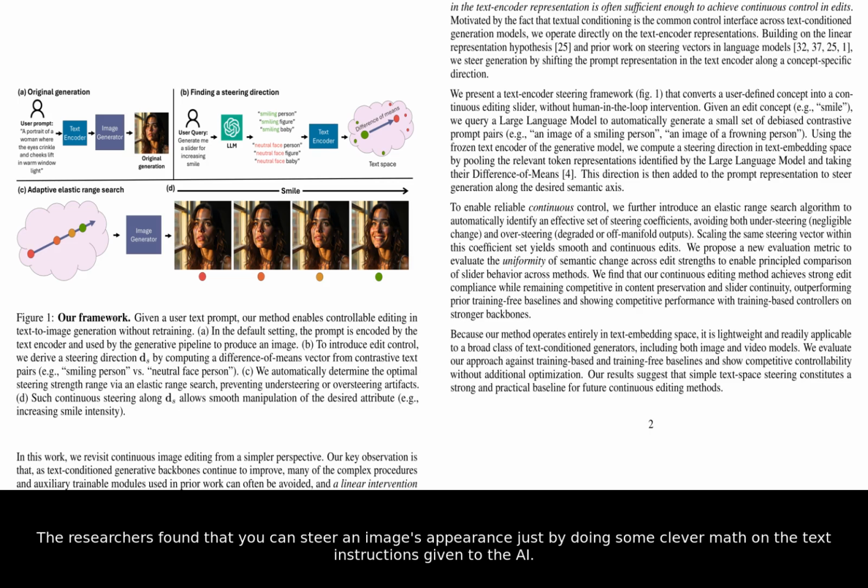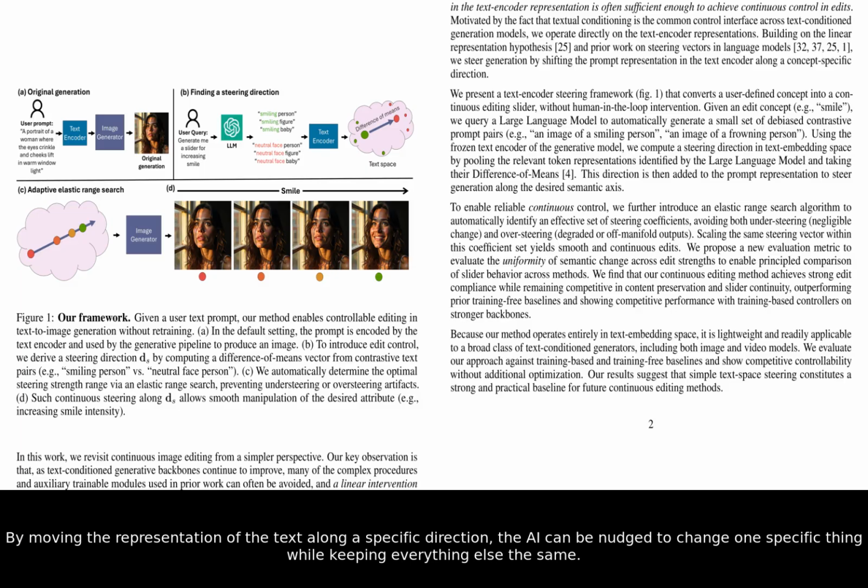The researchers found that you can steer an image's appearance just by doing some clever math on the text instructions given to the AI. By moving the representation of the text along a specific direction, the AI can be nudged to change one specific thing while keeping everything else the same.